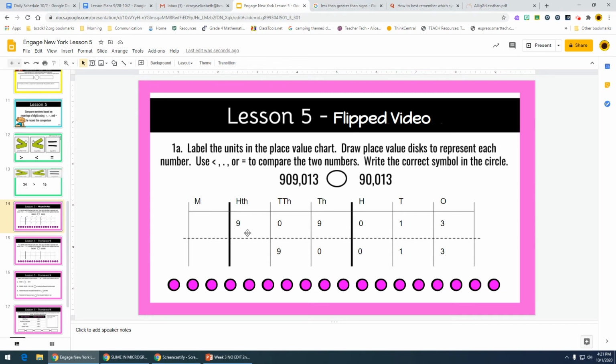So it shows us that this number is larger. So I need to put in the symbol that shows that my top number, or my first number, is larger than my second number. So in the space provided, the alligator is going to eat the first number. So we need to make sure that we show the symbol opening up to that side. Let's practice one more together.